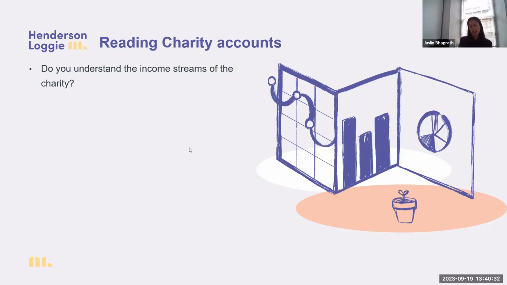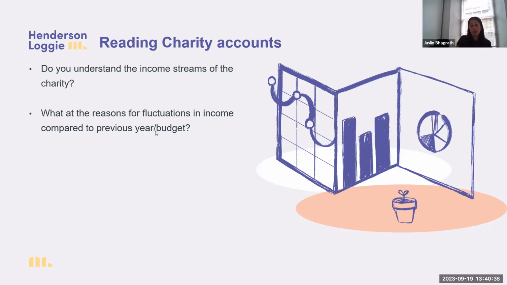And is there a need to diversify? So something to think about. What are the reasons for the fluctuations in the income, both comparing to last year, but also thinking about those budgets that as trustees you signed off at the beginning of the year? How are the figures looking compared to what was budgeted?